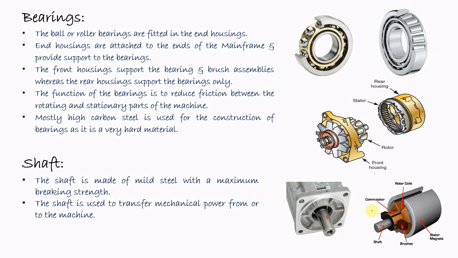If it is working as a generator, then you have to input mechanical power, and this mechanical power will be input to the machine through the shaft. That means some other external machine will be coupled with the generator through the shaft, and when that machine is rotating, it will also make the rotor rotate.